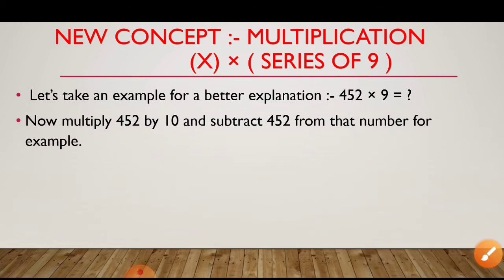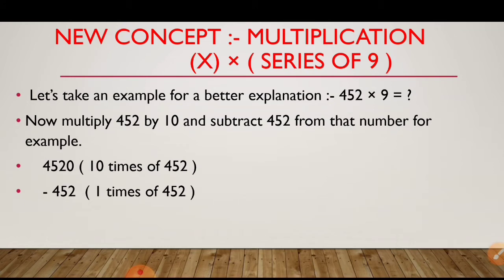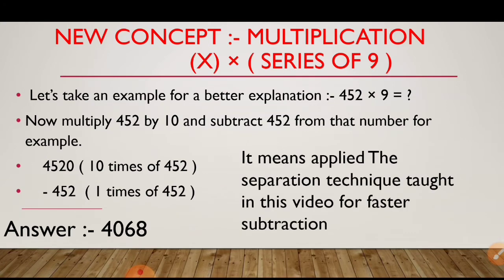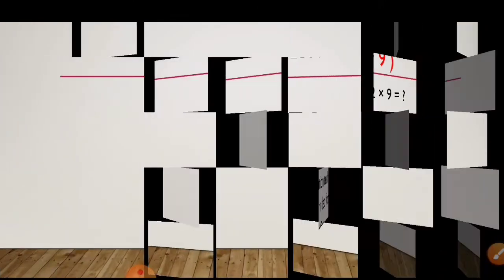You have to solve this kind of sums. Here it is 4520, because we have to multiply by 10. So the answer is 4520. Now subtract that number from that value. Our answer is 4068. So 452 into 9 gives 4068. Apply the separation technique that I told in this video for the subtraction.